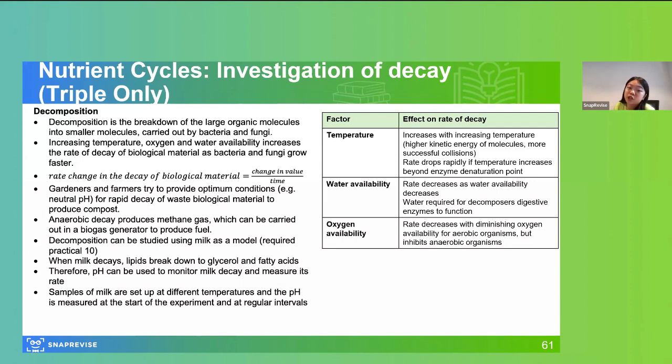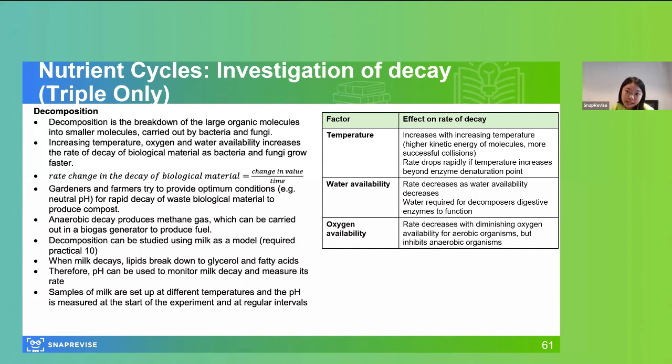The rate of decay is just change in value over time. You might get a math question on that. Gardeners and farmers who are trying to make decomposition happen usually find the optimum conditions for very quick decay: a good temperature that's fast enough but won't denature enzymes, enough water, and enough oxygen. They want this decay to produce compost from biological material, and compost is a very useful material for gardeners and farmers to use.